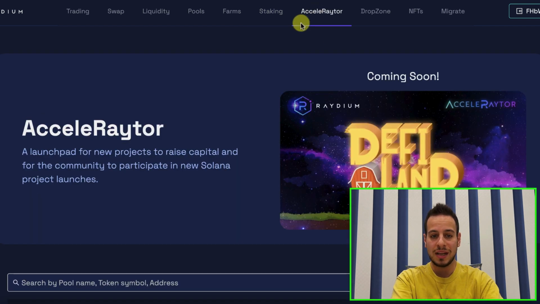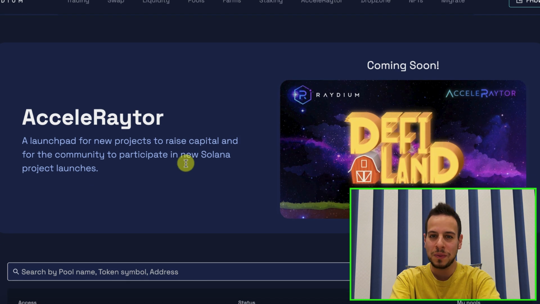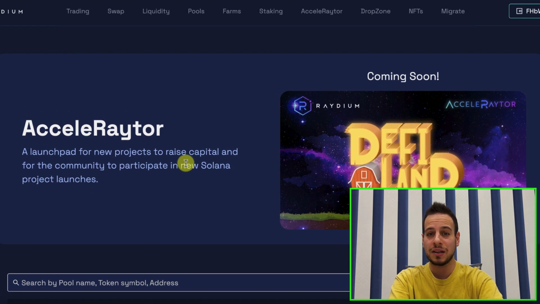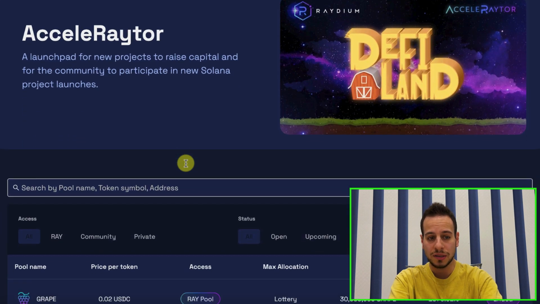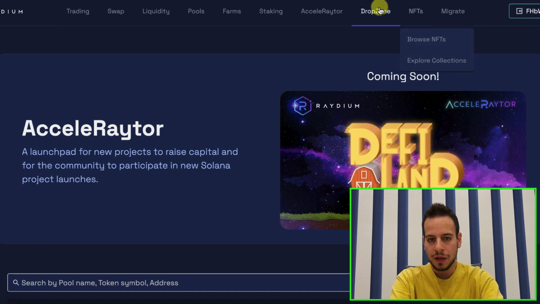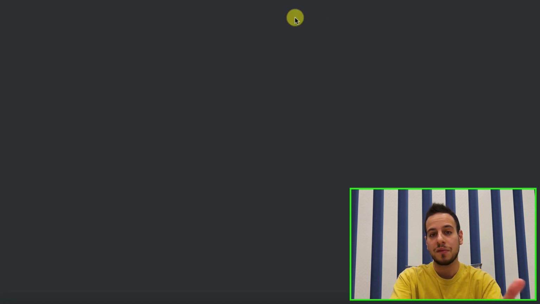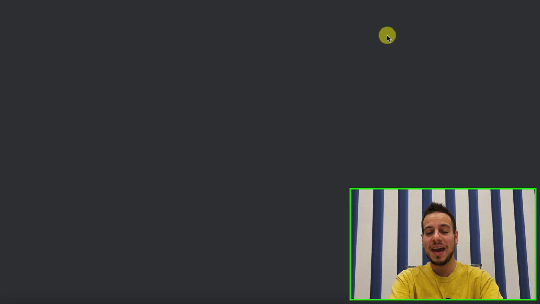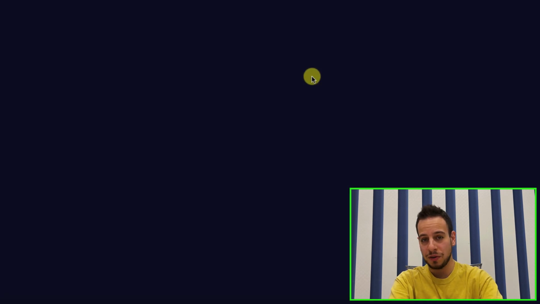You have on Raydium also the accelerator, which is the launchpad. So projects are launching on Raydium, like the PancakeSwap IFO or the Polka starter, or now you have also Phantom starter on Phantom, all these kind of cool things. And this is the launchpad on Raydium. You can also have Dropzone, which is some kind of similar launchpad, but in NFTs. And they even have an NFT marketplace on Raydium.